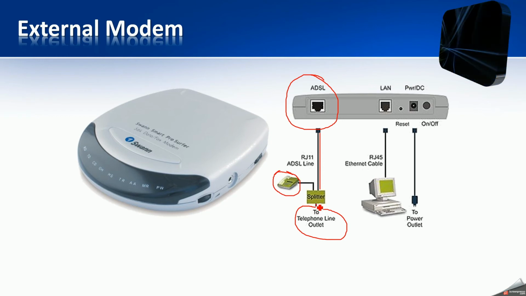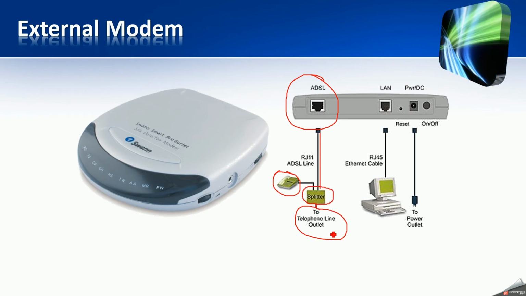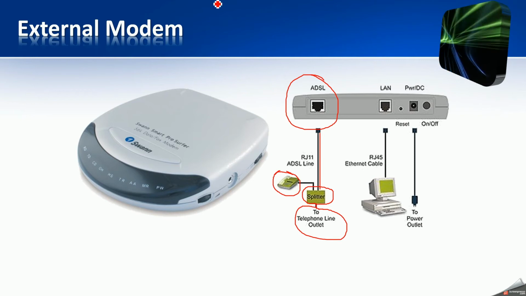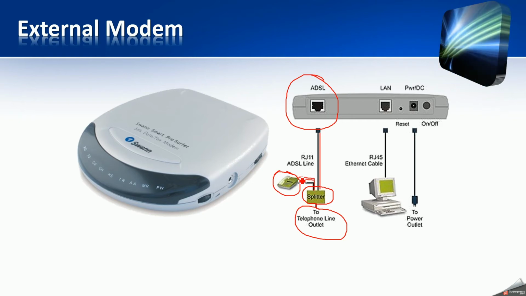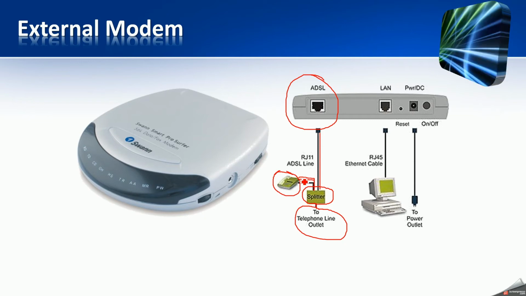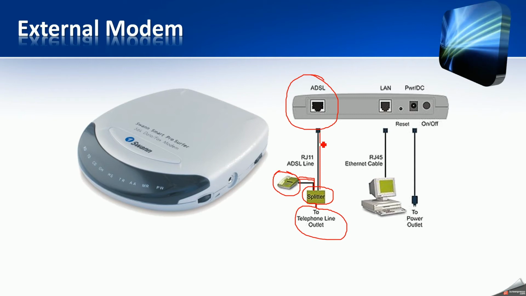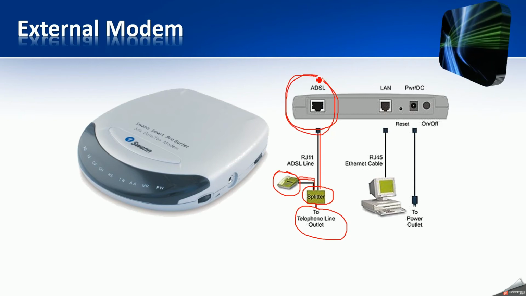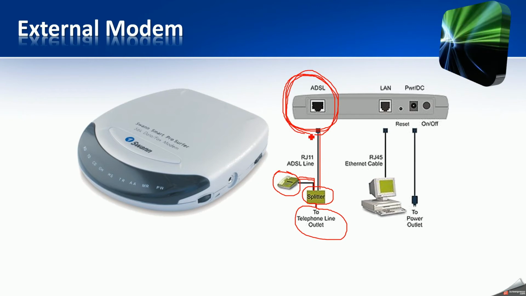From there, a connection goes into a device known as a splitter, which has one input end and two output ends. So from the splitter, this signal gets divided into two parts. One signal goes into your telephone handset, and this is known as the voice line, whereas the other end goes into your modem. This is known as your data line, that is, this is for your internet.